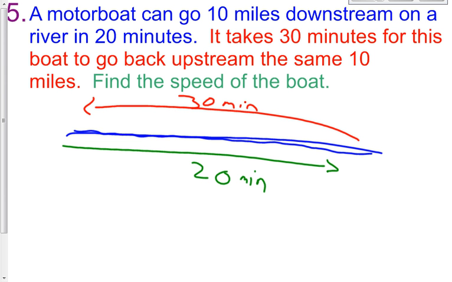The distance is the same. They both go 10 miles. So find the speed of the boat. So you have the boat speed. It's going to remain constant. The reason why it takes shorter going this direction and longer going this direction is obviously because of the current. If you're going with the current, you're going to go faster. If you're going against the current, you're going to go slower. So kind of think this through with me for a second.